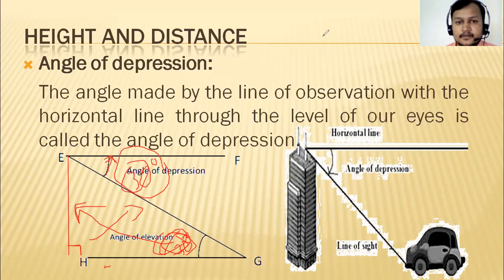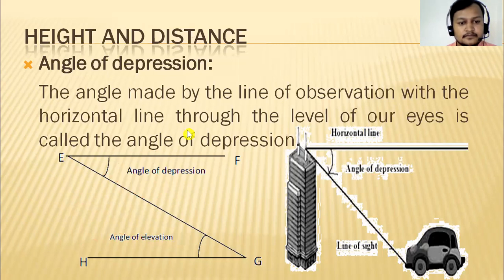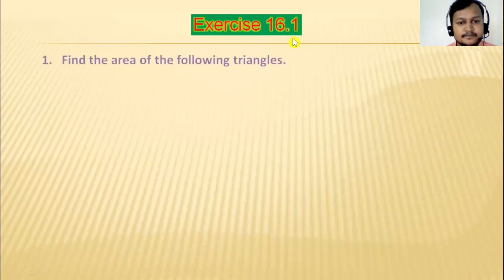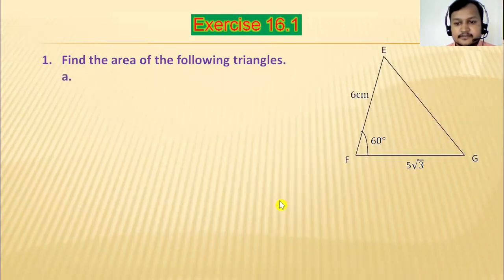Yes, sir. It's clear to you all? Yes, sir. Okay, if it is clear, let's move to the first exercise. Exercise 16.1 of the CDC book that you can check. Find the area of the following triangle, and the triangle is given here to us.